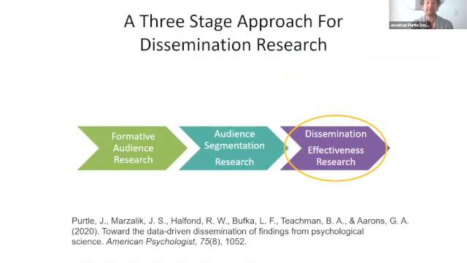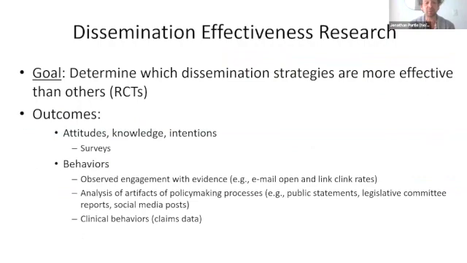And lastly, dissemination effectiveness research. So here we're doing randomized control trials, head-to-head comparisons of dissemination strategy A versus B versus C, and seeing what works best, what's most effective. So most effective at what?